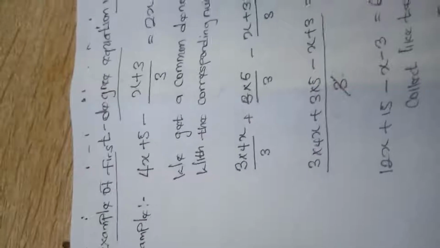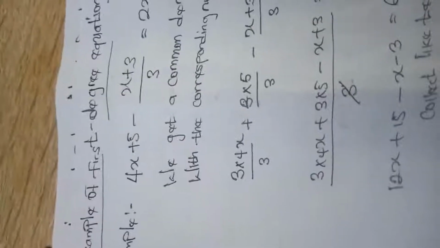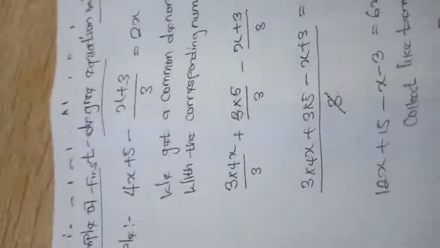Here is another example question: (4x + 5)/1 minus (3 minus x + 3)/3 equals 2x. First of all, we get a common denominator. Finding the common denominator simply means finding the LCM.